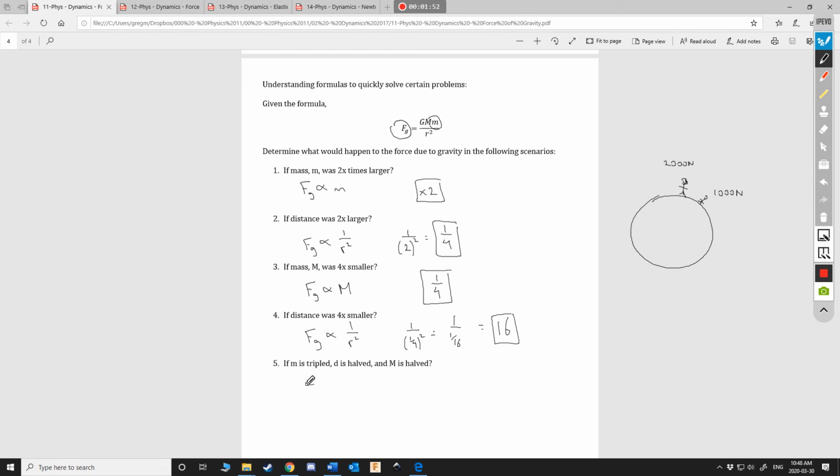For the last one, we can work with more than one variable at a time. For example, if big M, little m, and r are all being changed. So we can say, okay, big M is being halved, little m is being tripled, and r is being halved, so r is being squared. So you get 1/2 times 3, 1.5, divided by a quarter, you get 6.